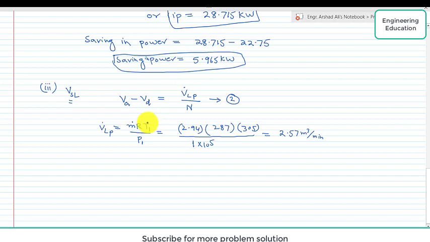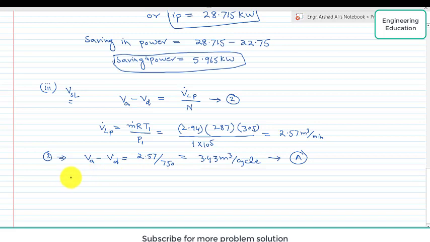So now putting this value 2.57 in expression 2. So expression 2 will become VA minus VD is equal to 2.57 divided by N, which is given in the problem, that is 750 RPM. So simplifying this, we get 3.43 cubic meter per cycle or per revolution. Let's suppose this is expression A, VA minus VD is equal to 3.43.